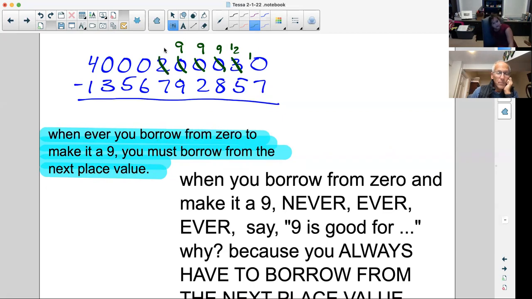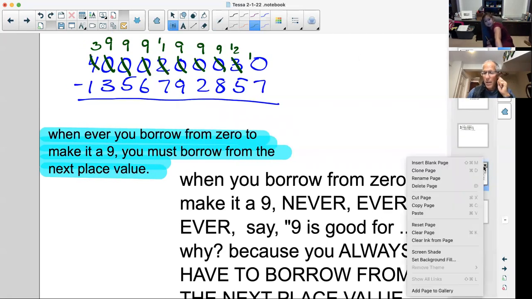And then 1 is too small for 7, so I make it into an 11. And then we borrow that from the 0, which becomes a 9. And then we borrow that from the other 0, which also becomes a 9. And then the other 0, which also becomes a 9. And then we borrow that from the 4, which becomes a 3 this time. Okay, good. That's a lot of 9s.